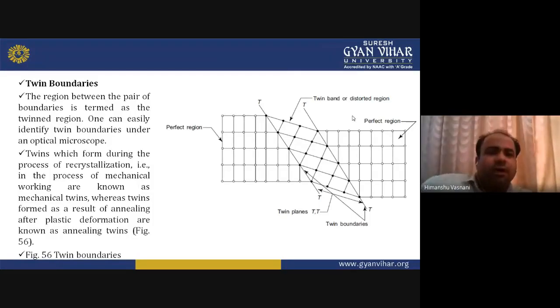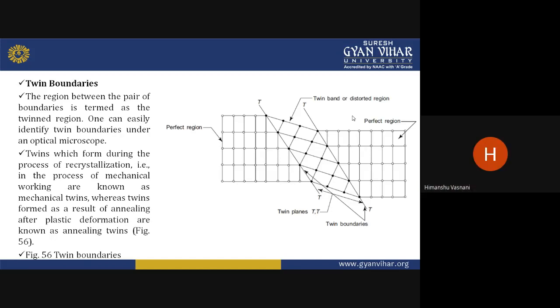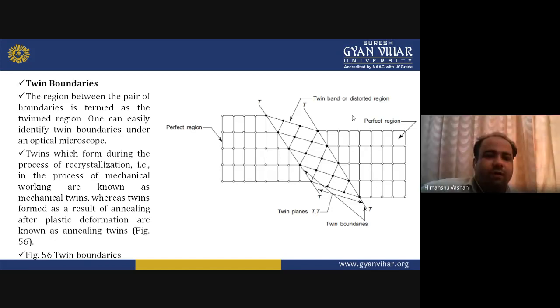See, twins which form during the process of recrystallization, we'll study later on in the coming lectures. Twins which are formed during the process of mechanical working are known as mechanical twins. Whereas twins formed as a result of annealing after plastic deformation are known as annealing twins.